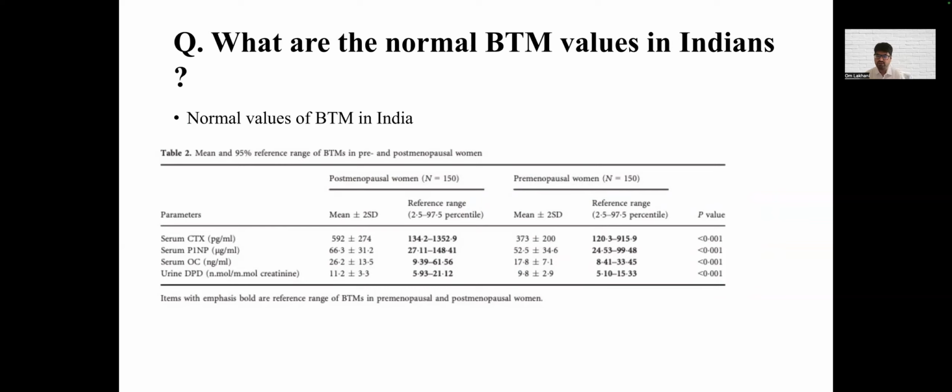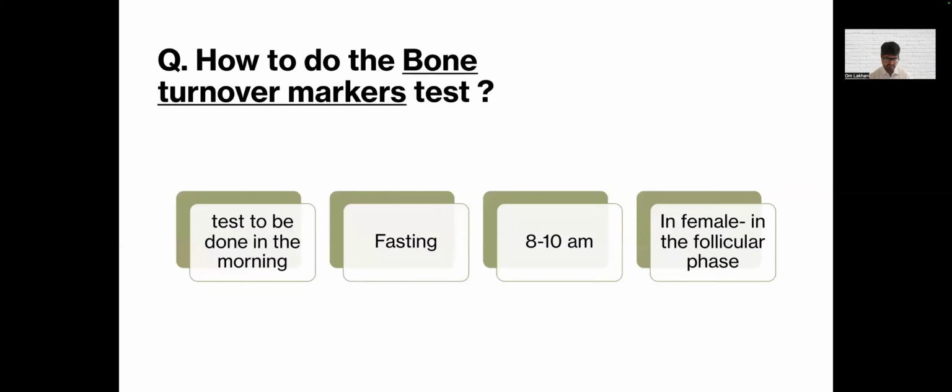So here is a paper from India where they looked at the normal values of bone turnover markers in India. You can take a screenshot of this and use it in clinical practice when you are interpreting these results. Again, you have the data for postmenopausal women over here, with the mean plus minus 2 standard deviations and the reference range for CTX and P1NP. CTX and P1NP, or C-telopeptide and P1NP, are the ones that we use most commonly in clinical practice. So if you have values outside of this, you should consider it abnormal.